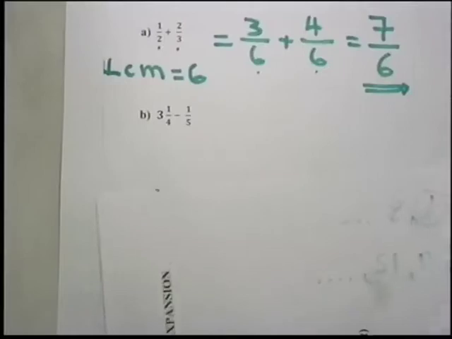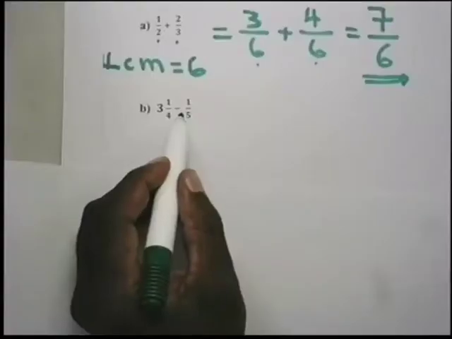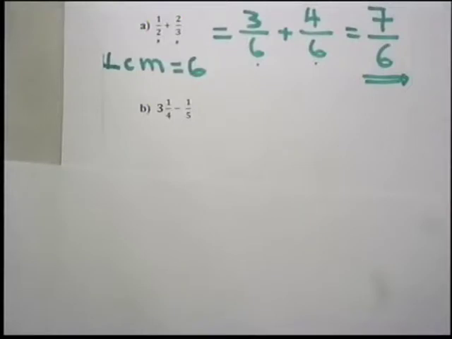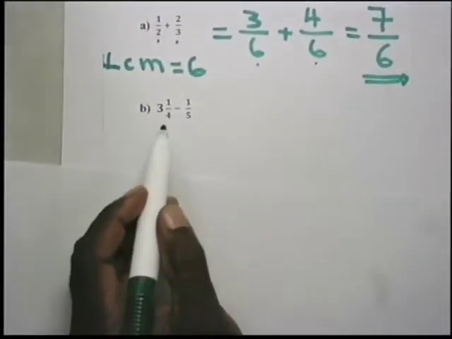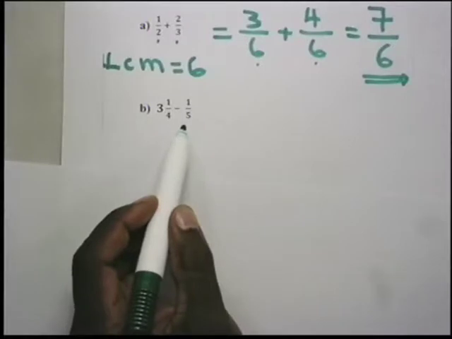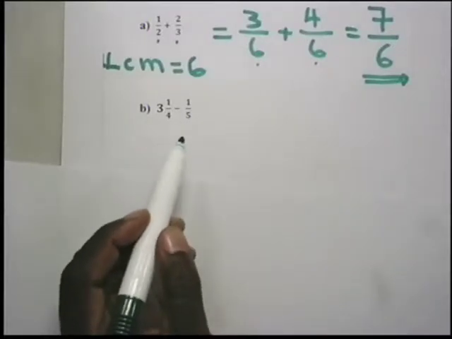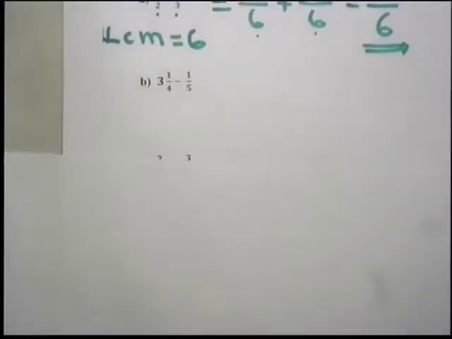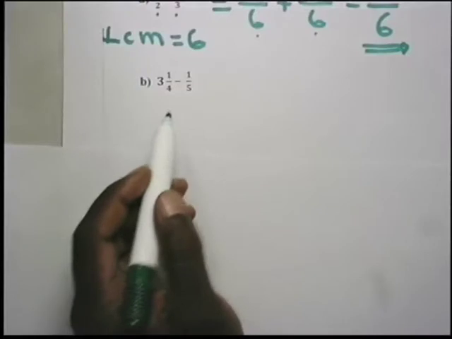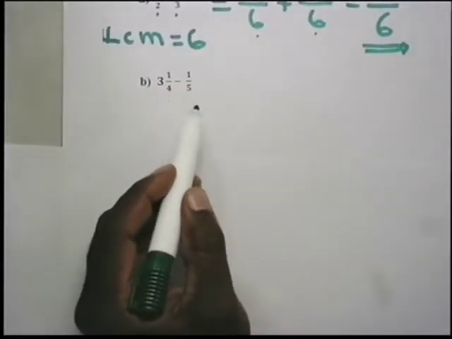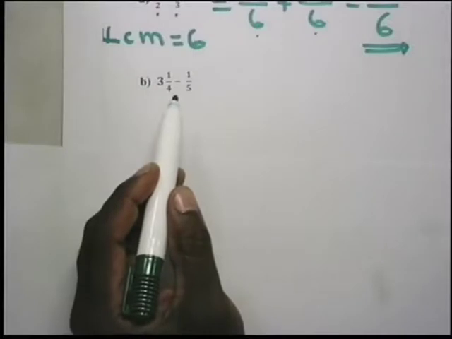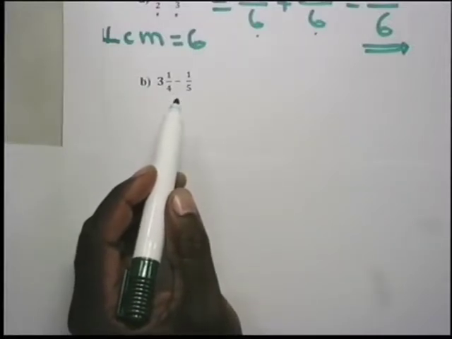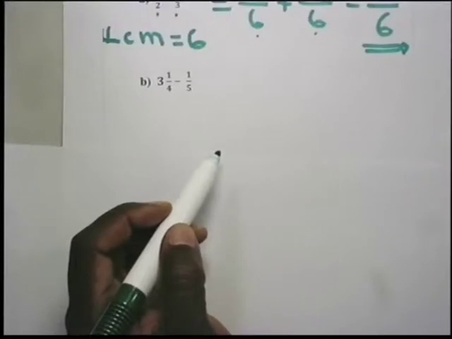Looking at the second fraction, we have 3 into 1 over 4 minus 1 over 5. Here we are now to deal with the subtraction of fractions. Now, in the subtraction of fractions, the denominators once again are not the same. And the prerequisite is that both denominators should be the same in order for us to be able to solve the problem or to subtract the two fractions correctly.